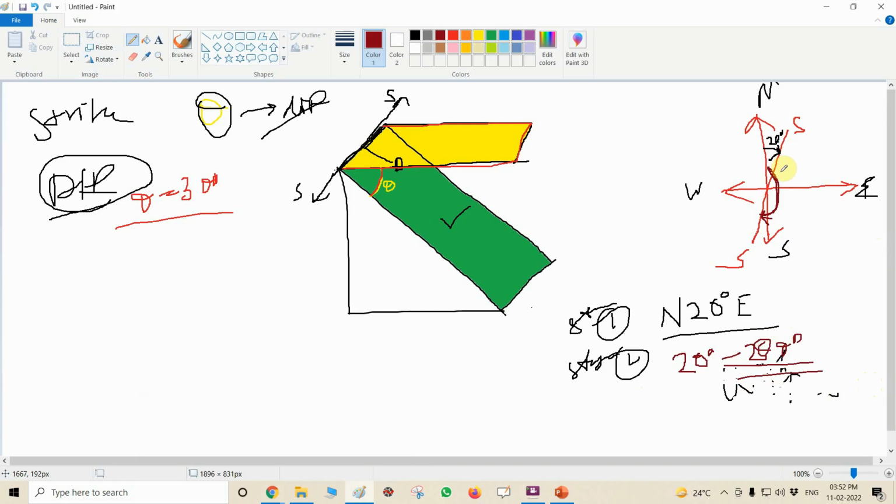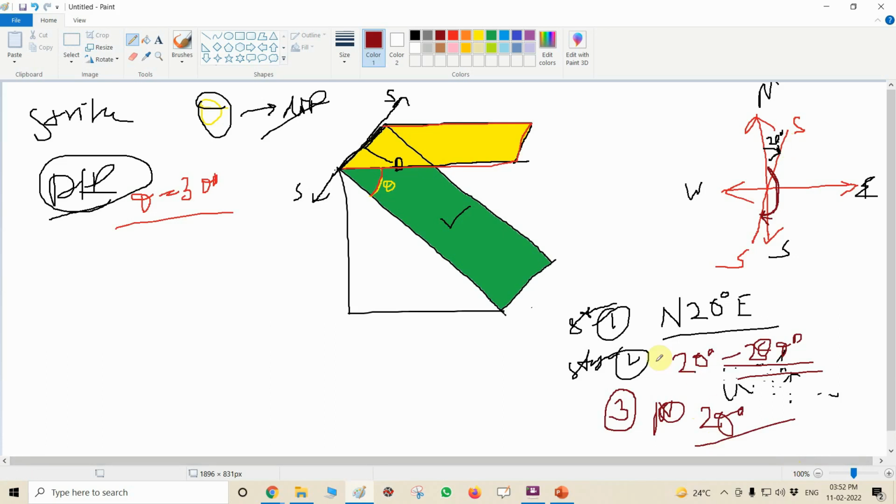Okay, so you can write this in this way also, 20 degree hyphen 200 degree. Another way you can write, considering the clockwise condition, and suppose it's 20 degree, so you can also write the strike is only 20 degree.